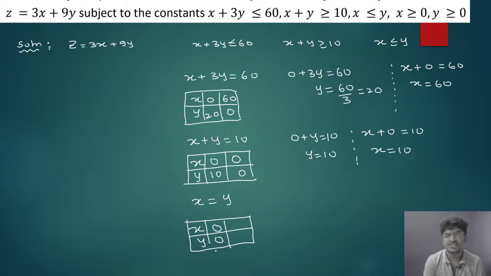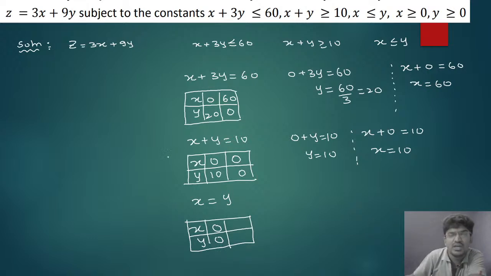So now if x is 0, y will also be 0. If x and y both become 0, we say that this line is passing through the origin. Clear? So now if you get x equal to 0 and y equal to 0, this is going to be the line passing through the origin.